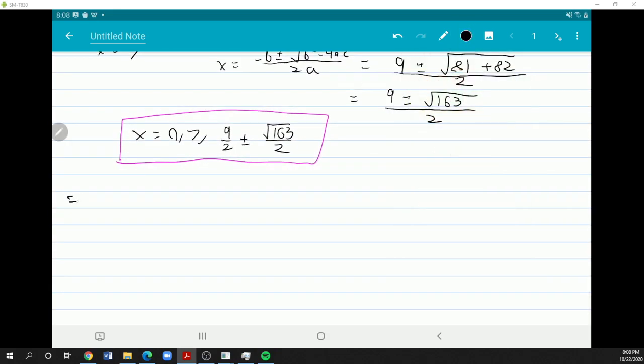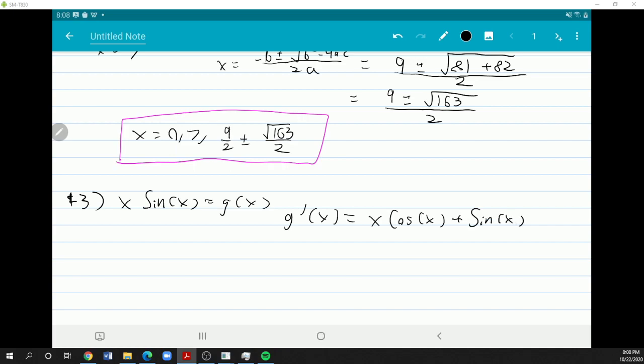Next up, number 3, x sine of x. So let's take a derivative. Let's call this g of x. G prime of x by the product rule is first times derivative of the second, x cosine x, plus second times derivative of the first, which is plus sine of x. And we set this equal to 0 now.